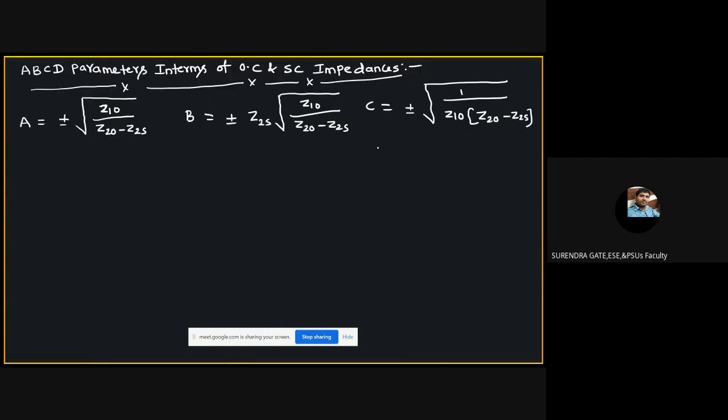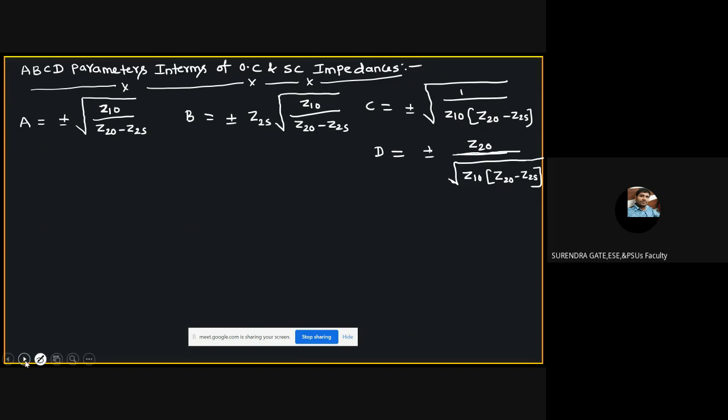Then what is D equal to? D equal to the final formula, plus or minus Z20 by square root of Z10 into Z20 minus Z2S. This is about the different types of parameters, that is ABCD parameters in terms of open circuit and short circuit impedances. Clear, students? This topic is also important.